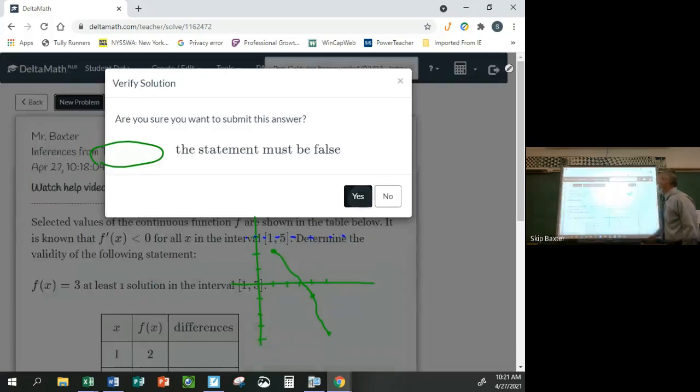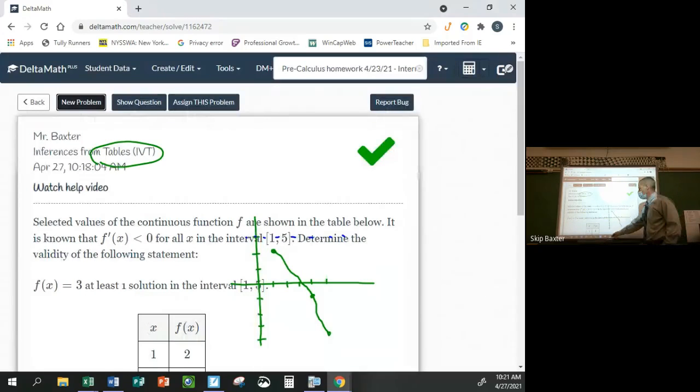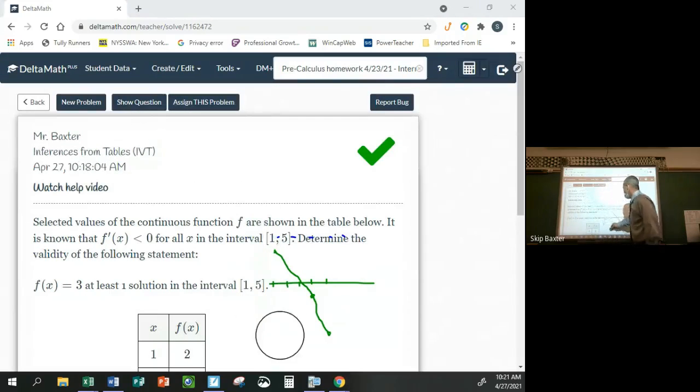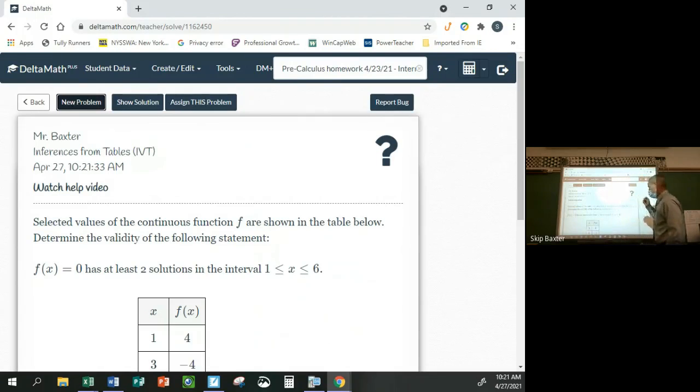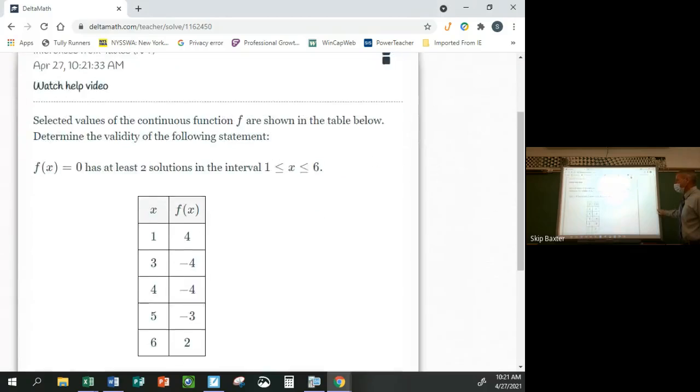And you can see that that's the answer, okay? So I can see why this gave you some, sorry about that. Let's try another one. So again, they're telling you have a continuous function.